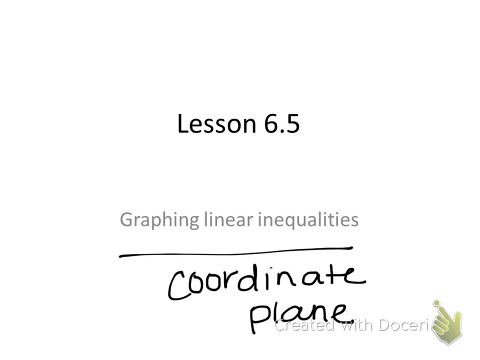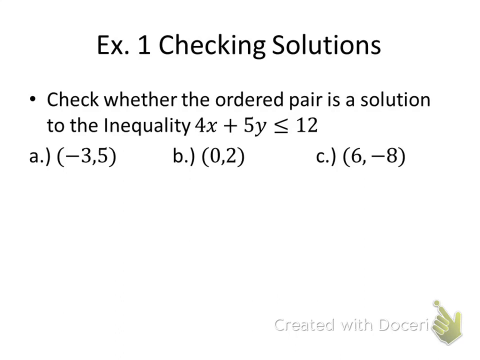Now, I will always tell you what I want you to graph on. So don't ever think, well, how do I know which one I need to graph on, a number line or a coordinate plane? The directions will always say graph on a number line, or graph on a coordinate plane, so you know exactly where to graph. But before we get into all that, we're going to brush up on seeing if the ordered pair is a solution to the inequality.